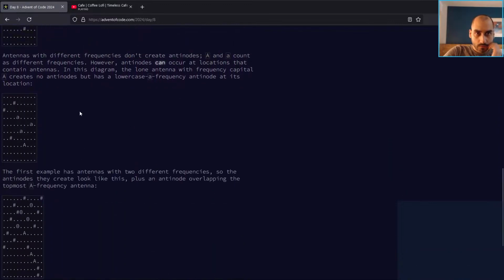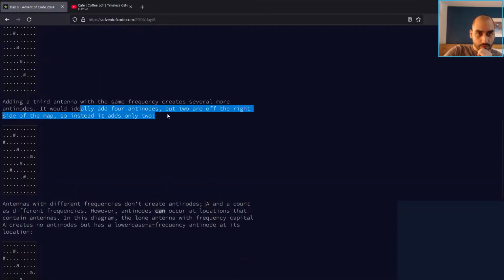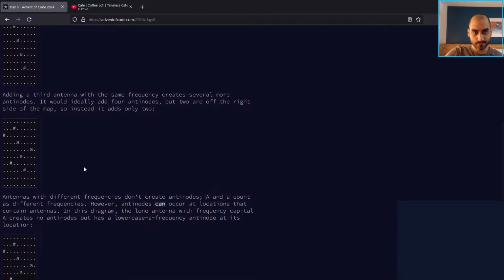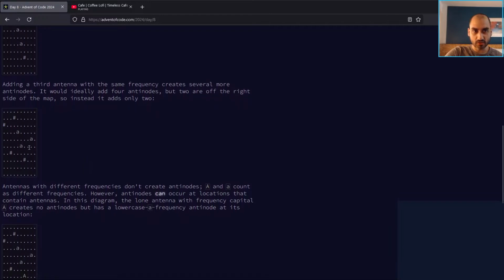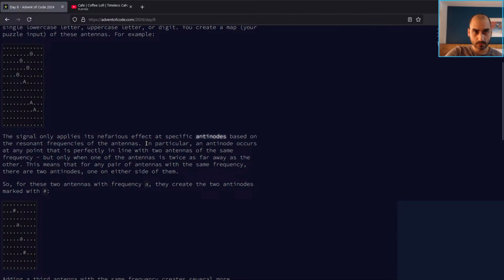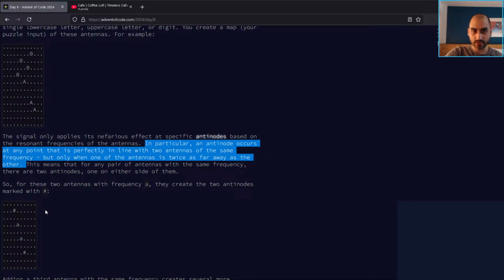So 4 antinodes. Okay, so adding a third. So they're adding a third here. Oh no, they mean 2 on the outsides. So we're not allowing antinodes on the insides at all, but they don't explicitly say it. I am still a bit confused about that, but it seems to imply we're only allowing them outside and not inside. The exact wording was that sentence there. I would think that would allow nodes inside.